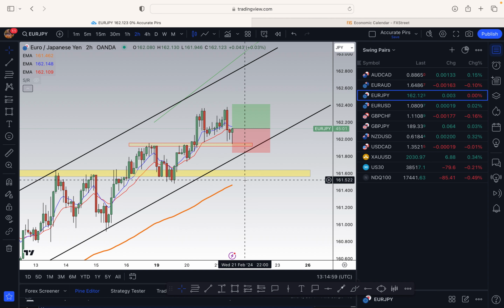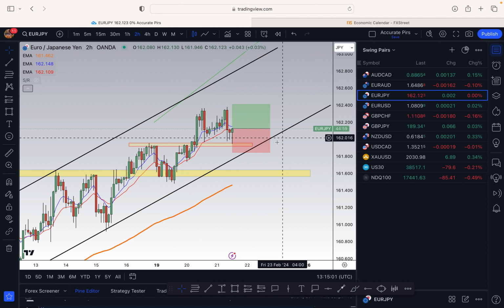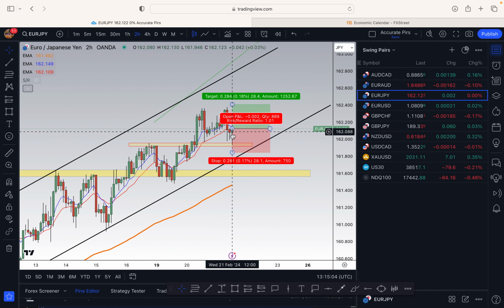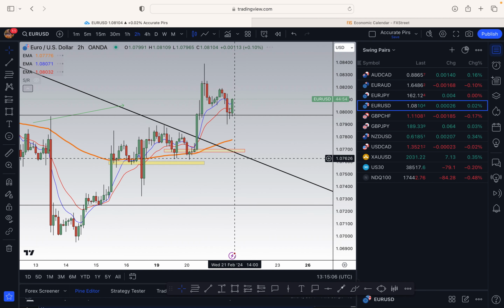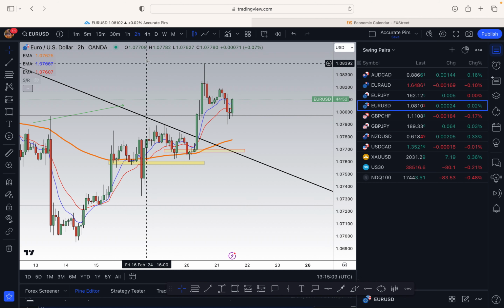So this setup could happen in the next 45 minutes. It all depends how this 4-hour candlestick closes. So let's move on to Euro USD.